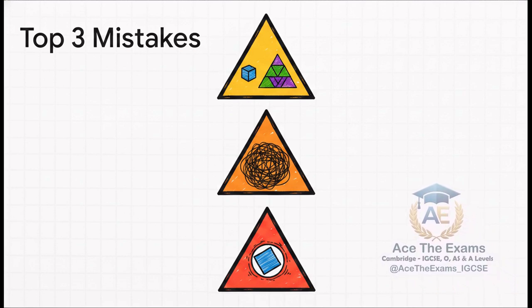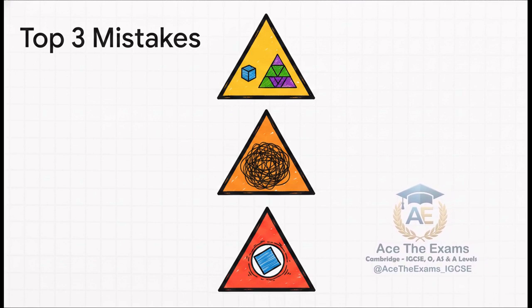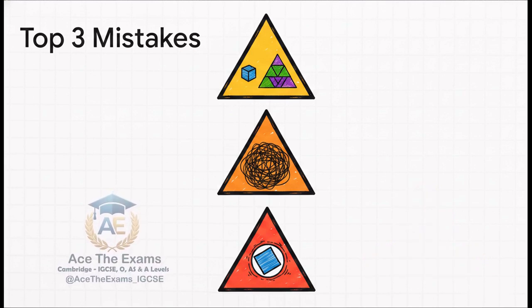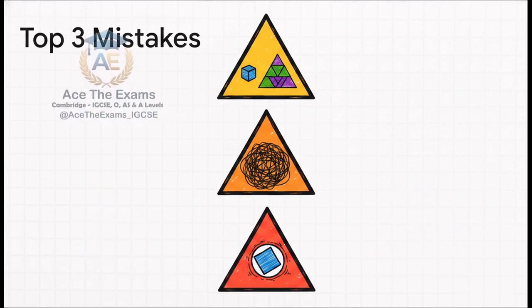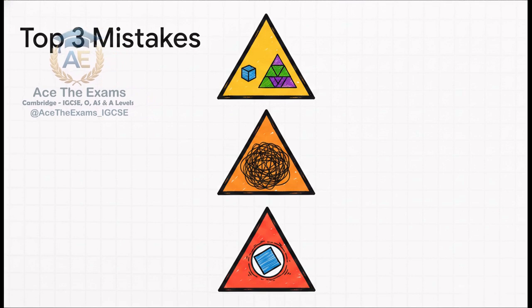Number 1, missing the proper base 10 format. Students will do all the hard work to simplify the expression, but then completely forget to actually write the base 10 notation when the question demands it, or they'll lazily leave a constant floating outside the logarithm parentheses. Automatic mark lost.